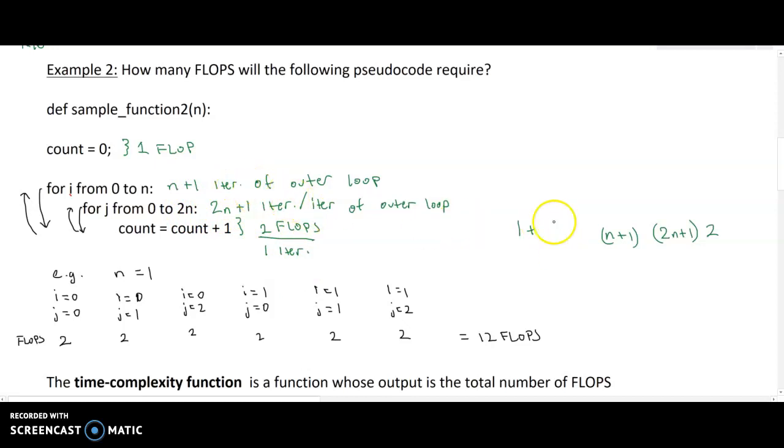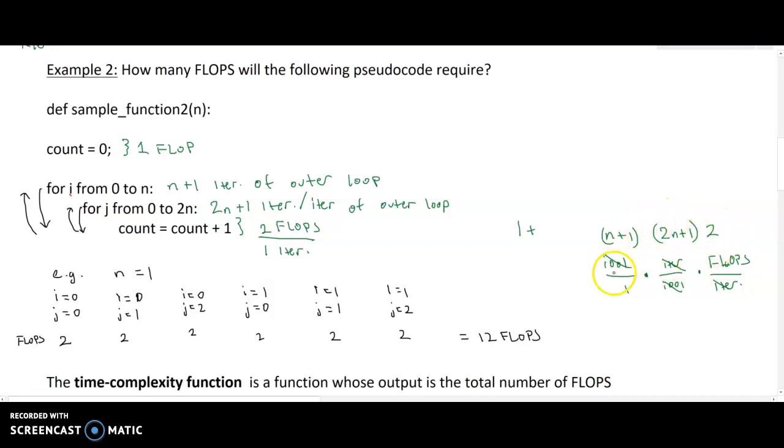So if you do the dimensional analysis on this, this is iterations of outer loop, iterations of outer loop. This is going to be iterations per iteration of outer loop. And this is going to be flops per iteration. And so now these units cancel, and you can see that we're counting the total number of flops. So our final answer can be written like this: 1 plus quantity n plus 1 times 2n plus 1 times 2.